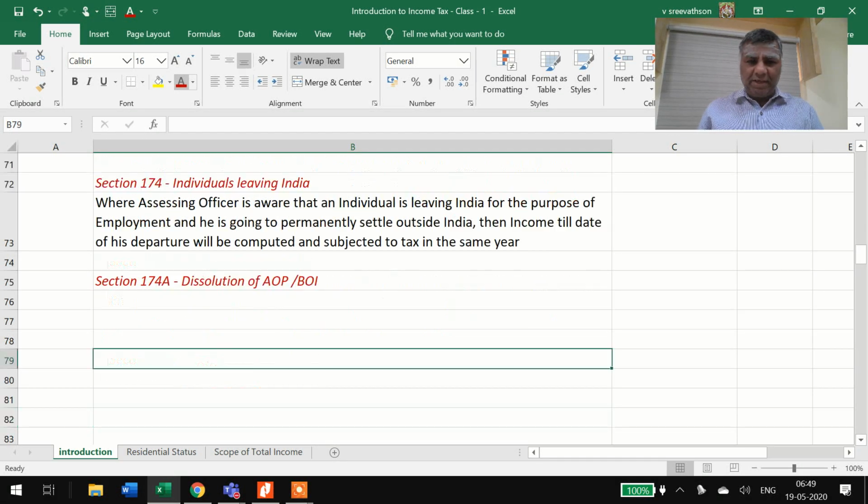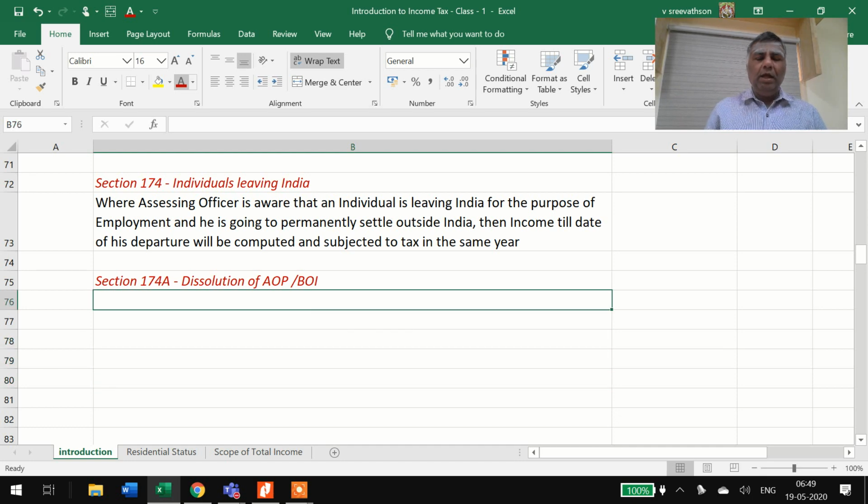Section 174A, dissolution of AOP or BOI.